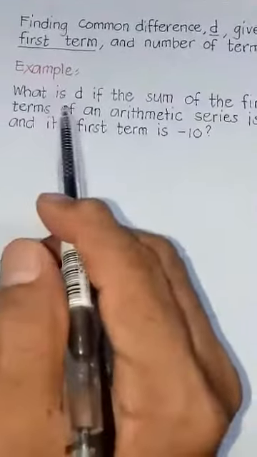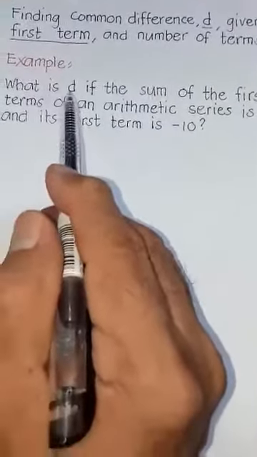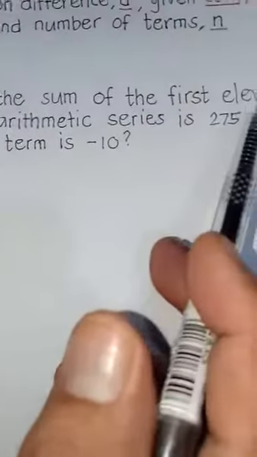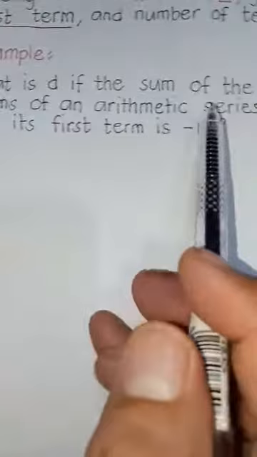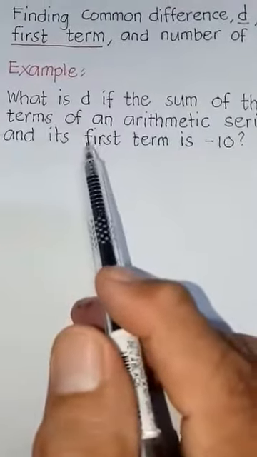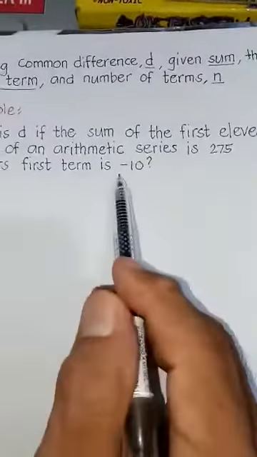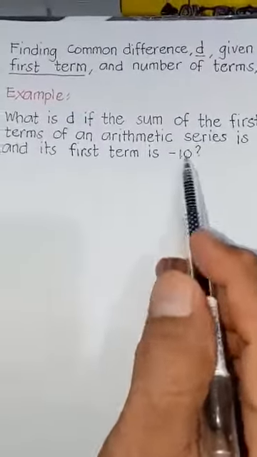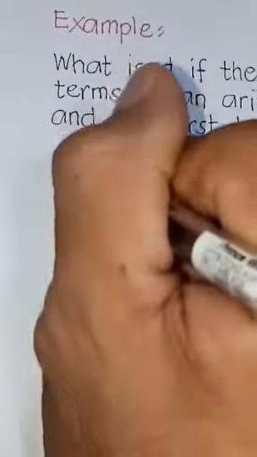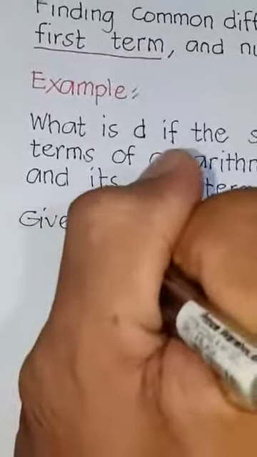So from this example, what is the common difference D if the sum of the first 11 terms of an arithmetic series is 275 and its first term is equal to negative 10? So we're going to write first all the givens so that we can have an easier way in solving the problem.